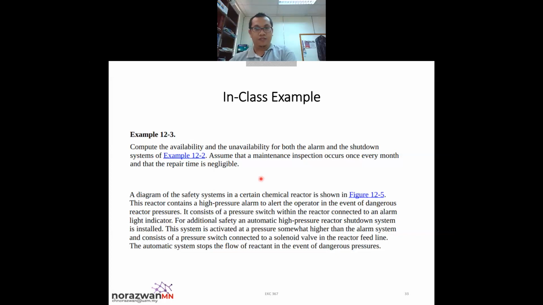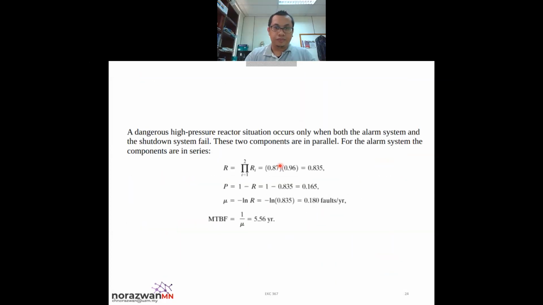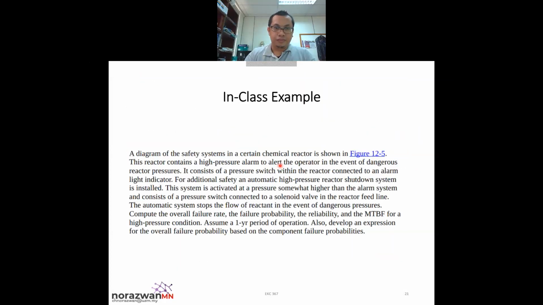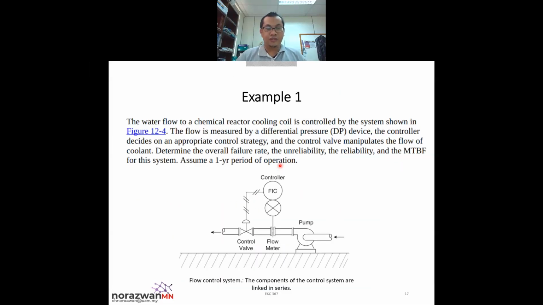So before we go for this class example, we look back at the example from the earlier part, because all these questions or examples will relate to each other. Okay, the first one, this is example one.